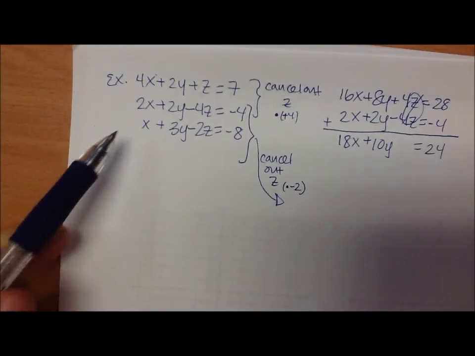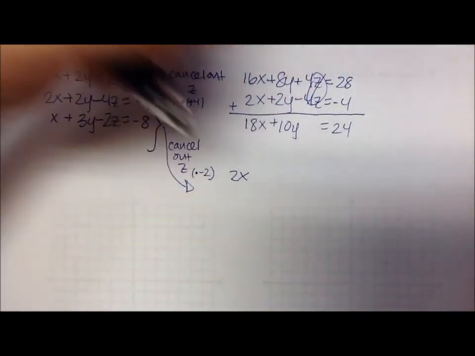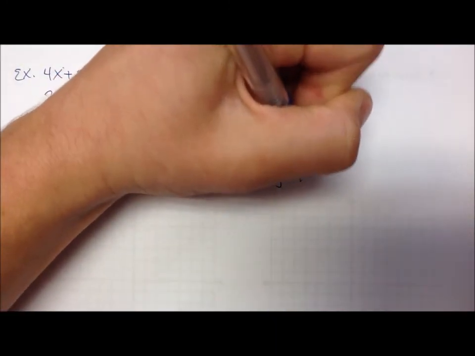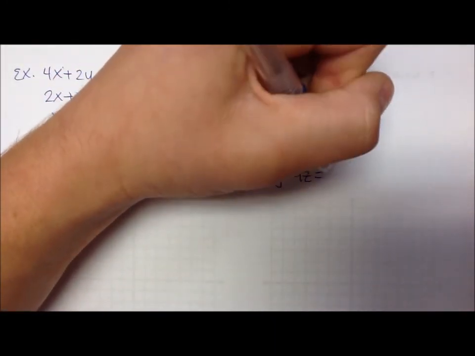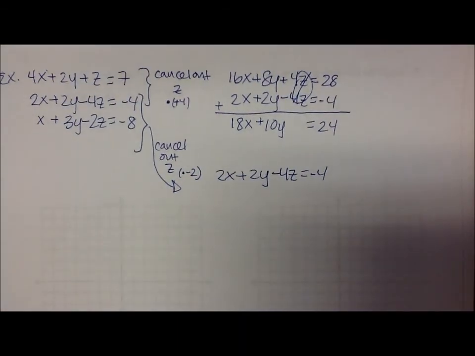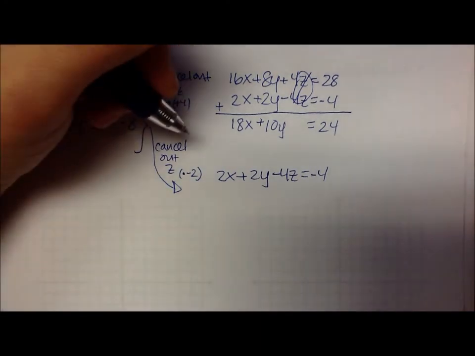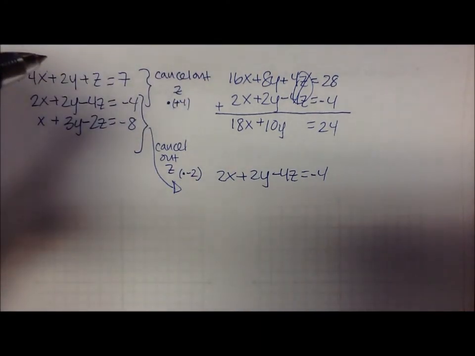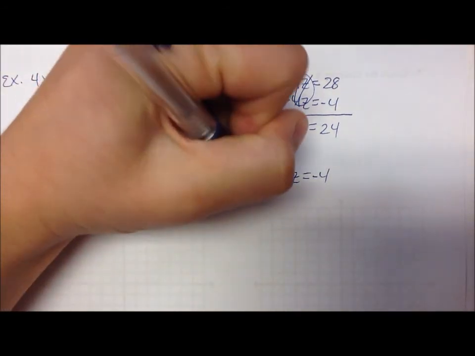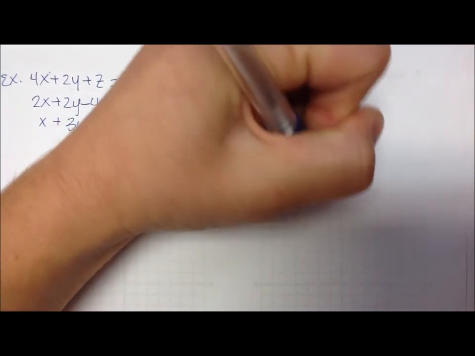Okay, so I'm going to leave my first equation the same, so that's 2x plus 2y minus 4z equals -4. And then I'm going to multiply my second equation by -2. So when I do that, I get -2x minus 6y plus 4z equals 16.